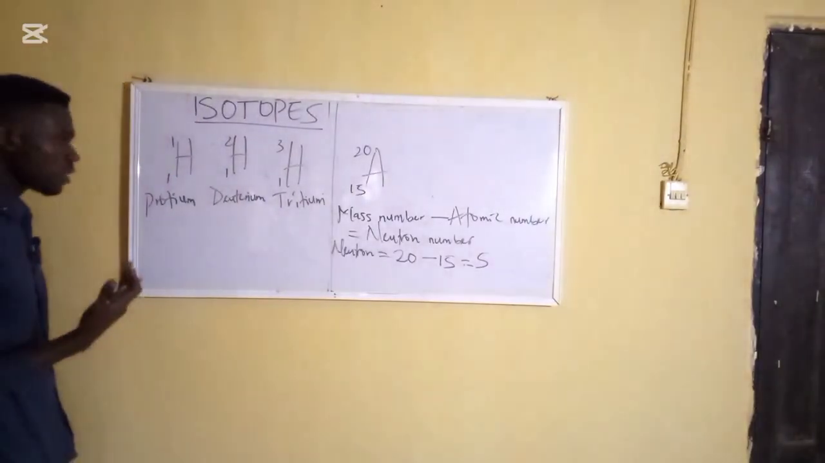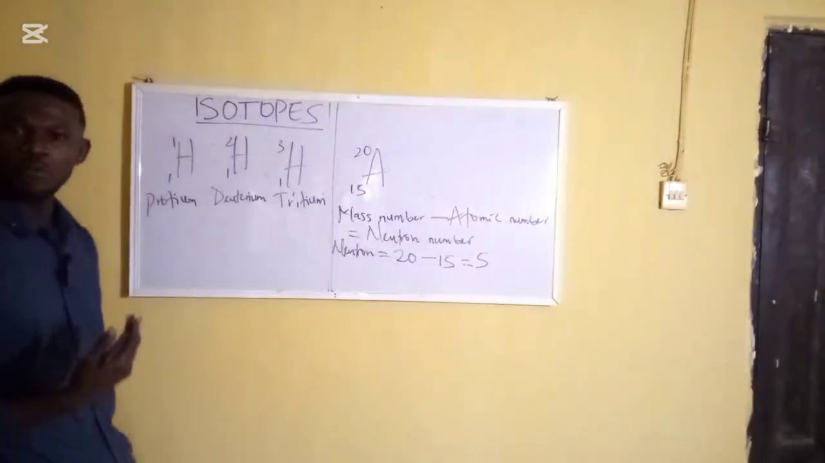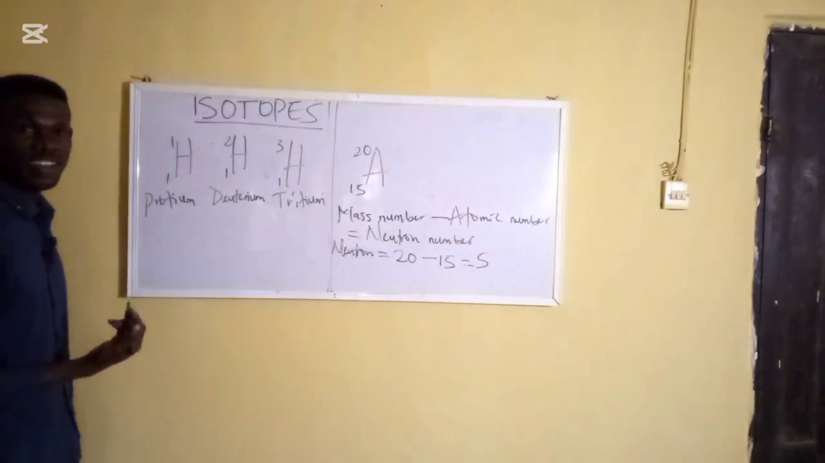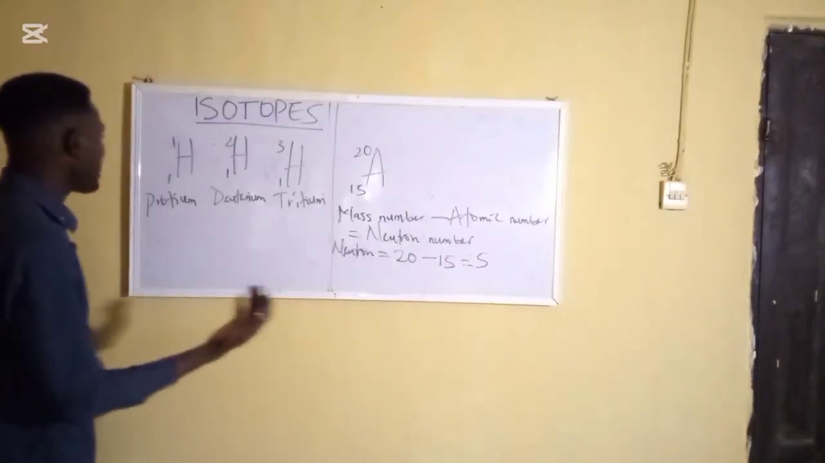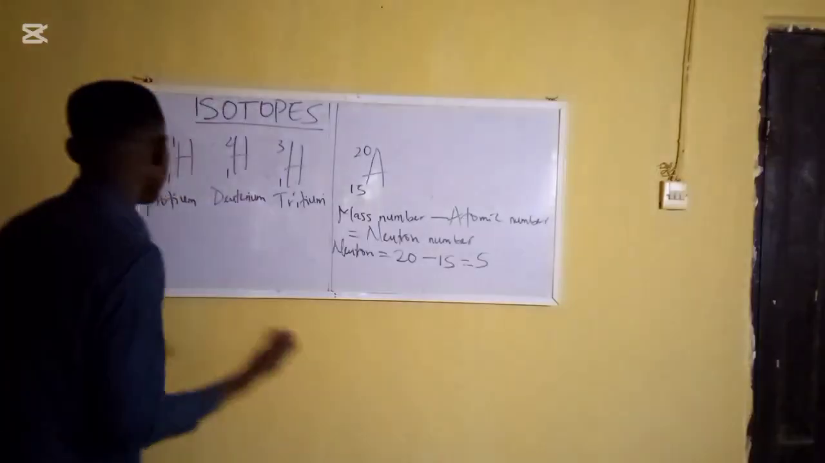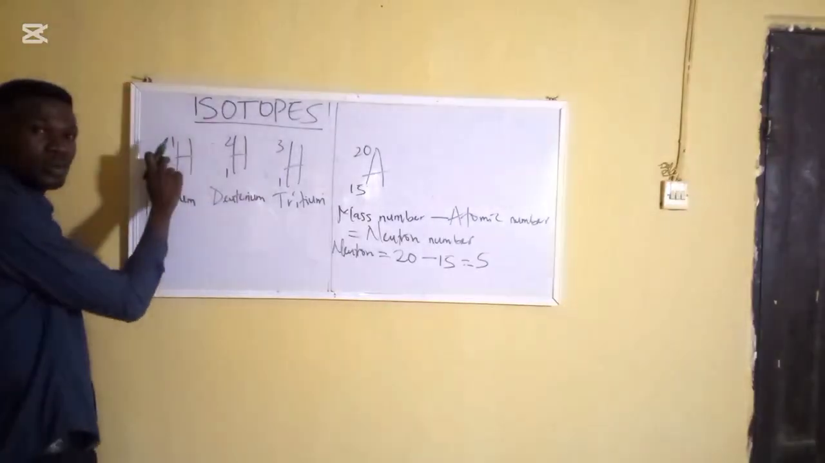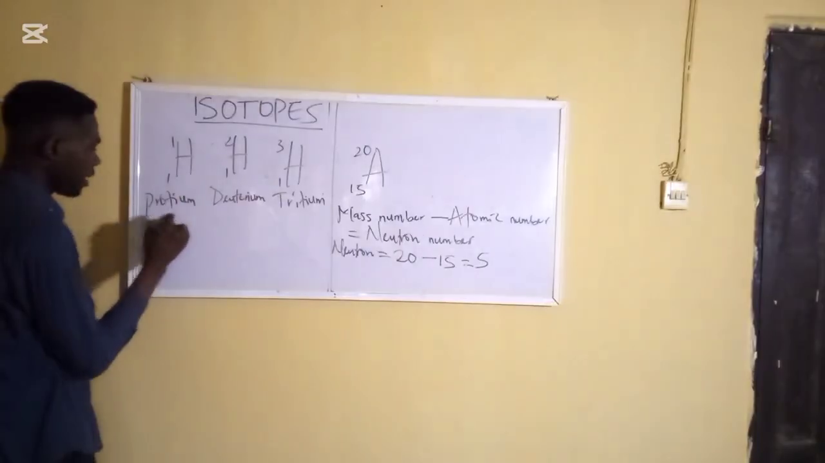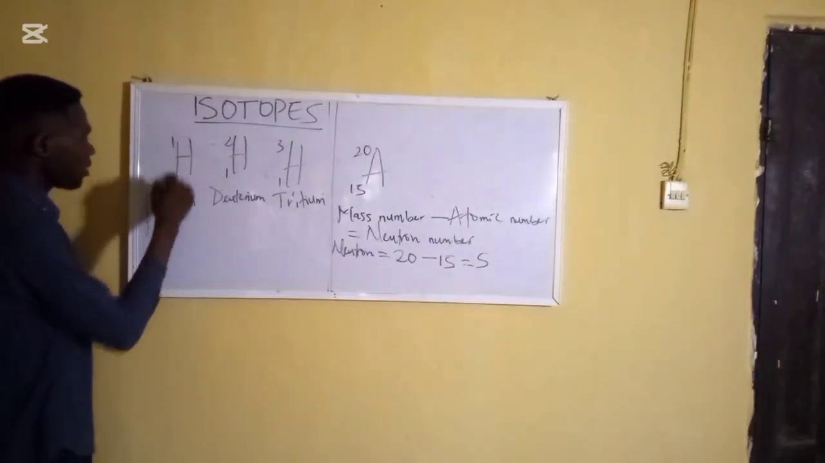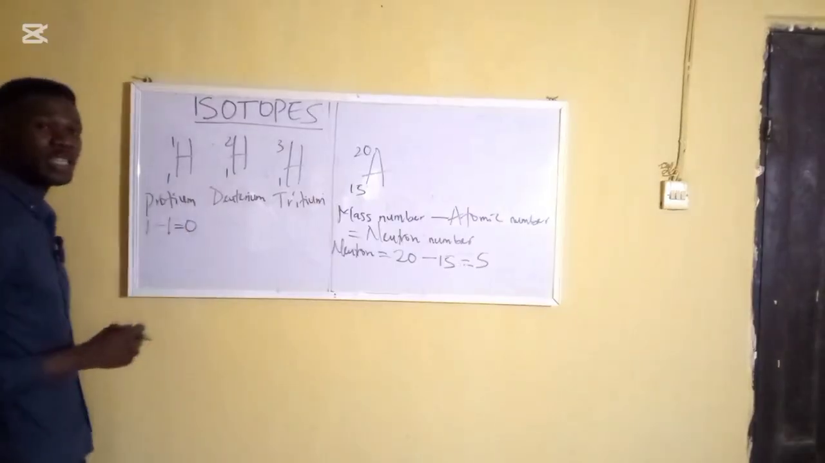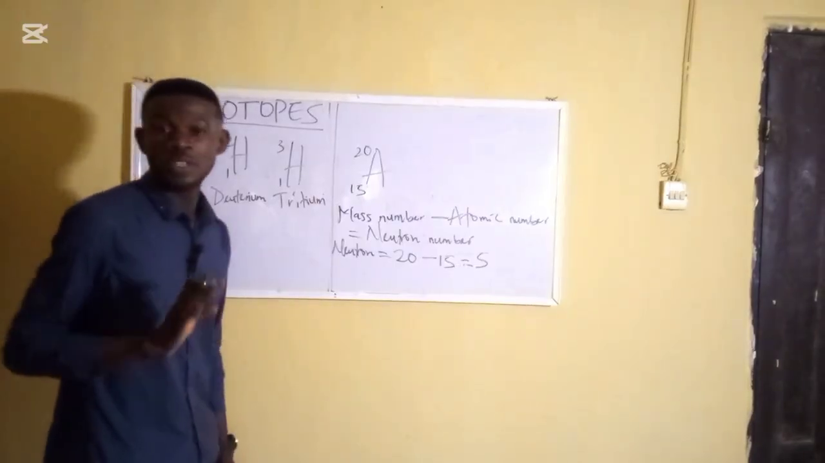Now, if I should ask you what is the number of neutrons present in protium, what's going to be the answer? You can do the quick math. As I said, the number of neutrons is always gotten by carrying out subtraction here. So it is going to be your mass number minus your atomic number, which is 0. So protium actually has 0 neutrons.